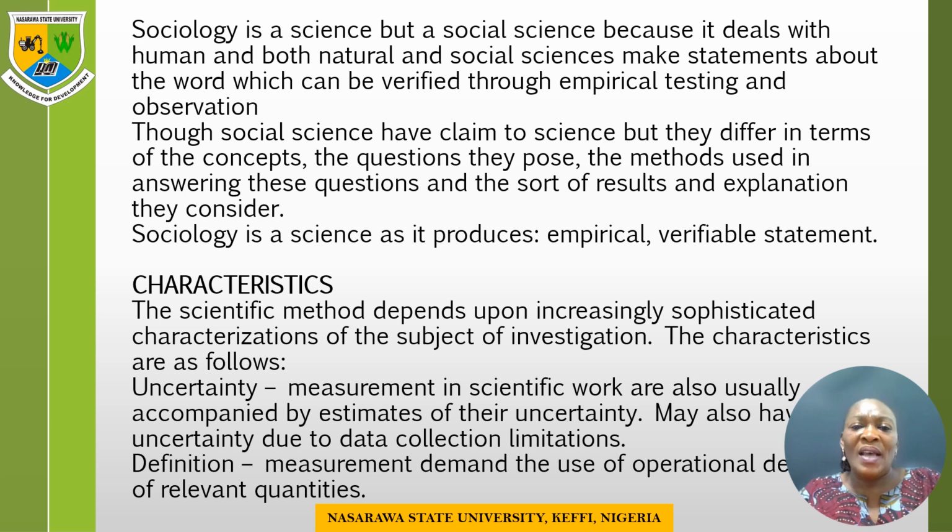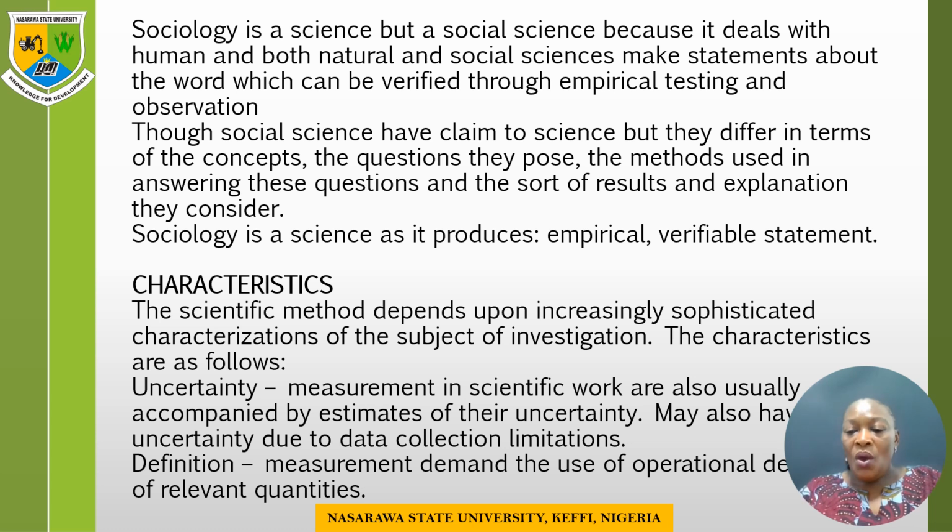Sociology is also a science, but a social science because it deals with humans, and both natural and social sciences make statements about the world which can be verified through empirical testing and observation. Though social sciences have claimed to be sciences, they differ in terms of concepts, the questions they pose, the methods used in answering these questions, and the sort of results and explanation they consider. Sociology is a science in that it produces empirical, verified statements.